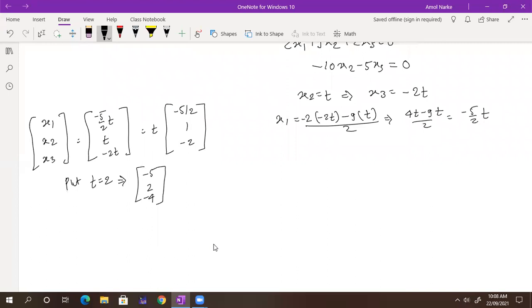But you must mention t is not equal to 0. Why t is not equal to 0? Because an eigenvector can never be 0. So for lambda equal to 5, we have the eigenvector minus 5, 2, minus 4. Good.